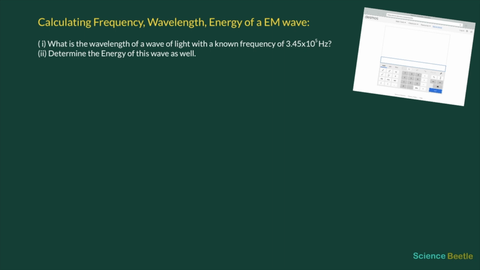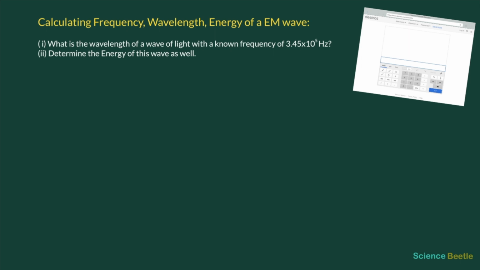One of our viewers had asked me to update the video, so I'm updating the video for the student who asked, and so here it is. I'm going to go ahead and do that. Initially, when I had set out this video, I had asked the first question up here at the very top. What is the wavelength of a wave of light with a known frequency of 3.45 times 10 to the 5th hertz? I provided the answer in that original video, so I decided to redo the video totally and add a second question here for us.